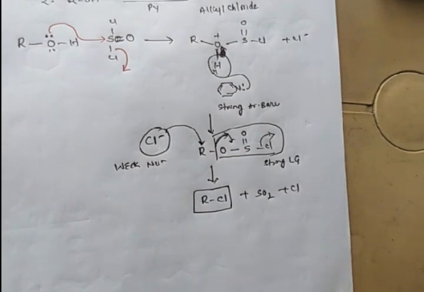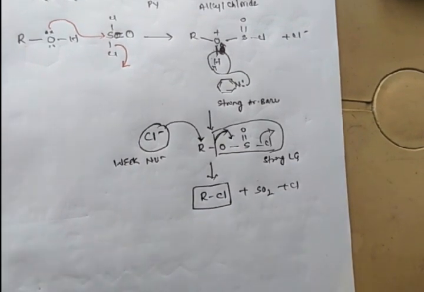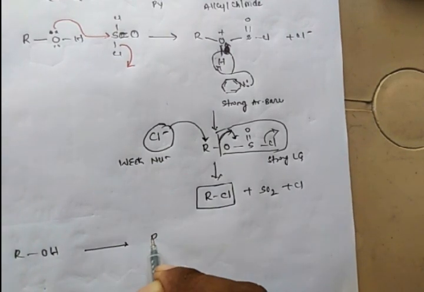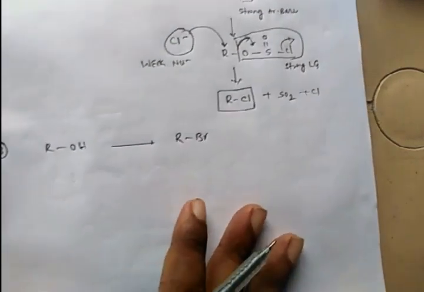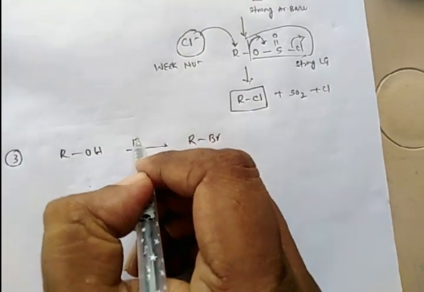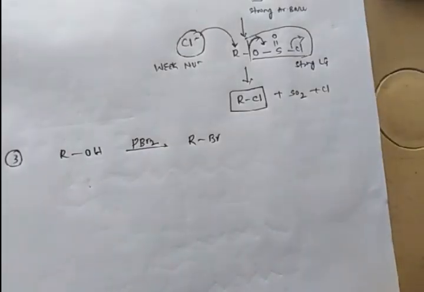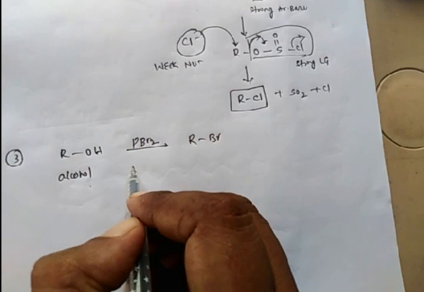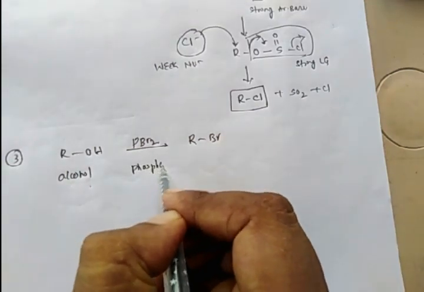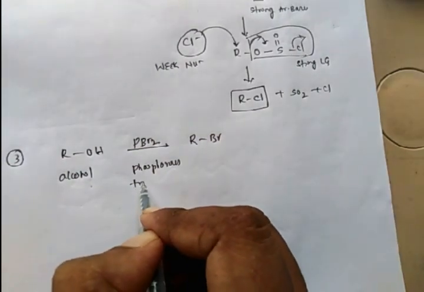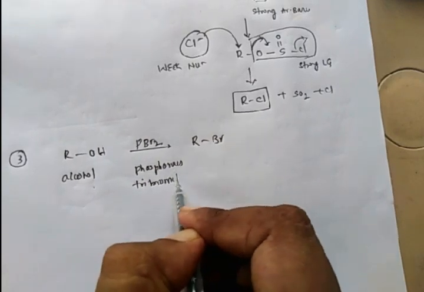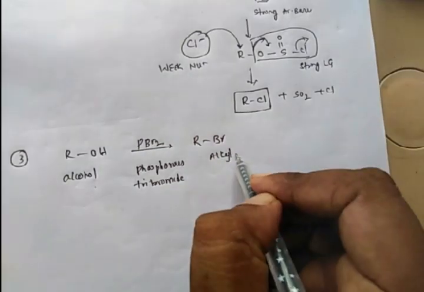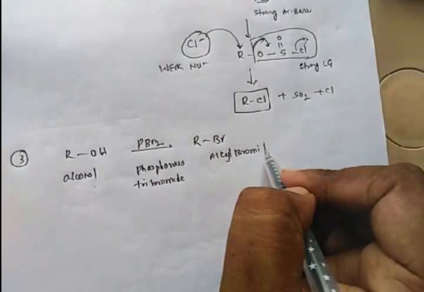Now we will discuss the conversion of alcohols into alkyl bromides with the help of PBr3. It is an alcohol. The reagent used is phosphorus tribromide, and the obtained product is alkyl bromide.